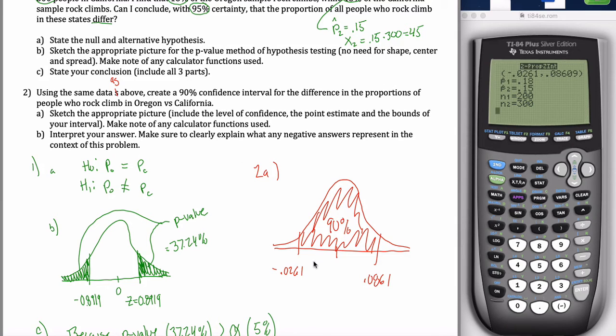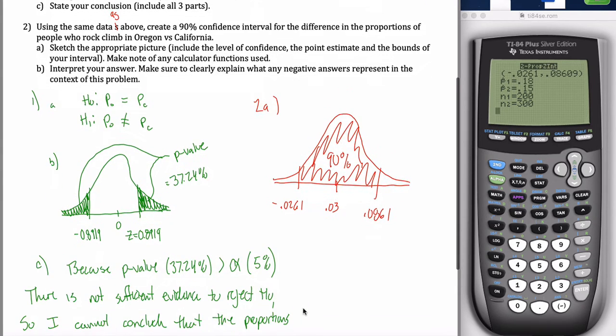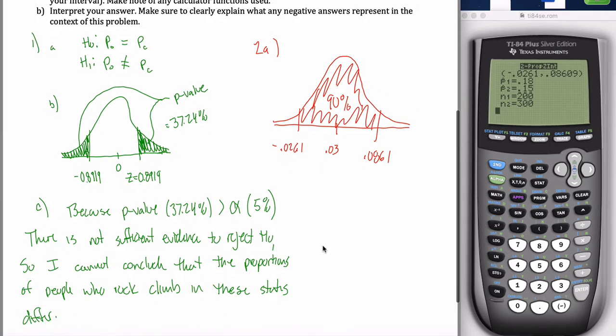The way you can get the point estimate is, well, you can add these up and divide by 2 because the point estimate's always halfway in between your 2 bounds. Or you can just take the difference in the 2 p-hats. So 18% minus 15% is 3%. 0.03 would be what goes there. That's everything I need for my picture. Now I can interpret my answer.